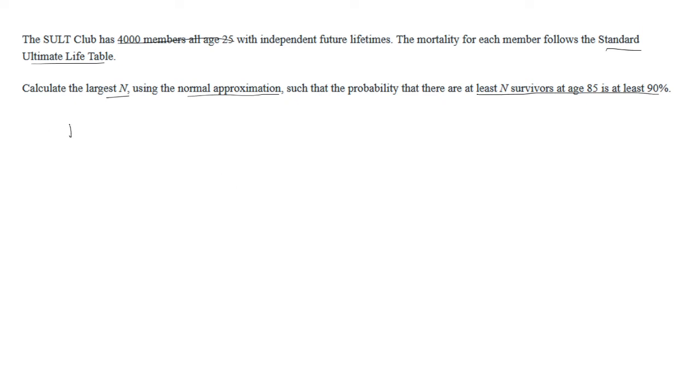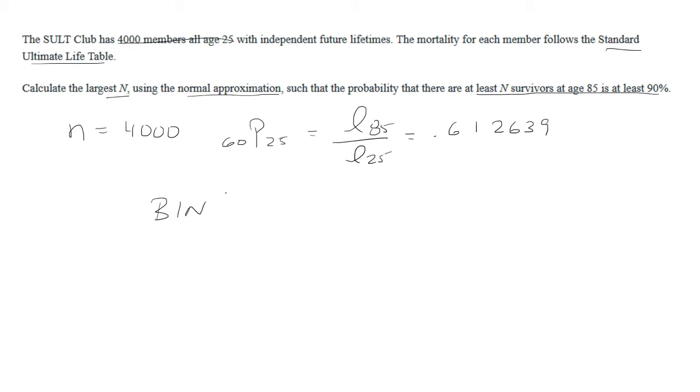Okay, so we have N equals 4,000. We're looking at surviving basically 60 years. So from 25, survive 60 years. So that's just L85 over L25. We use the standard ultimate life table. We get 0.612639. So this is going to be a binomial distribution where N is 4,000 and P is 0.612639.